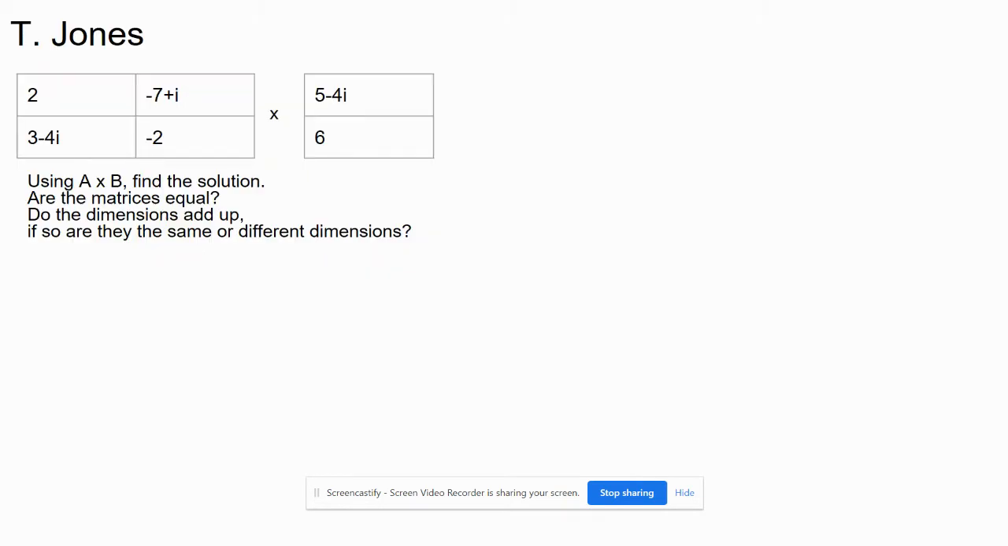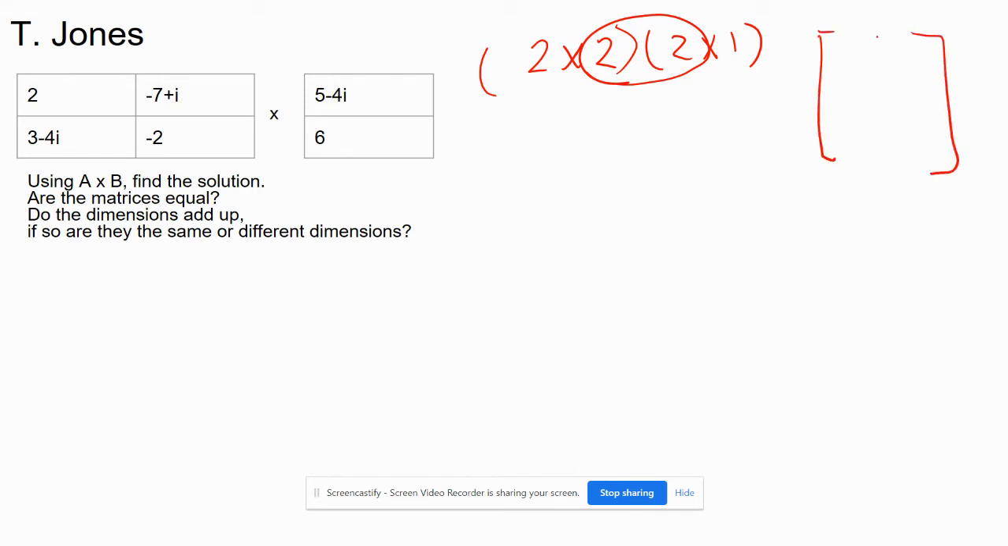Use A and B, find the solution. Are the matrices equal? Do the dimensions add up? I'm not exactly sure what we're asking here, but we're going to multiply it, I think. So we have a 2 by 2, so you want to check it. 2 by 2, that's the first one, times a 2 by 1. So those guys in the middle do match. And then we should end up with a 2 by 1. So it should be 1 column, 2 rows due to these numbers on the outside when we're done.